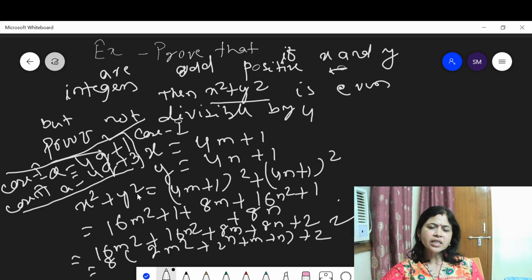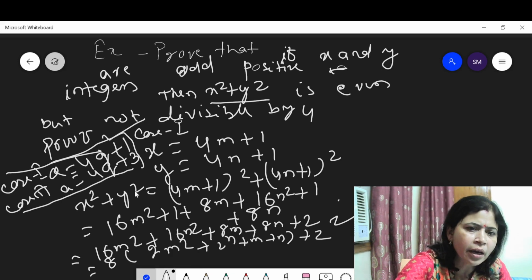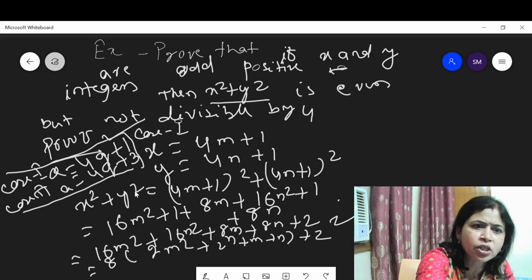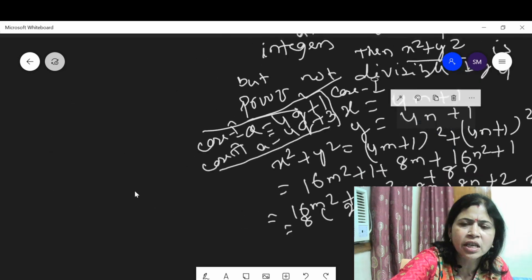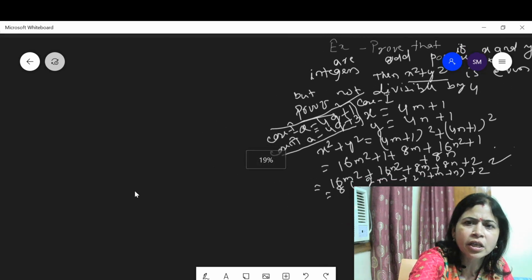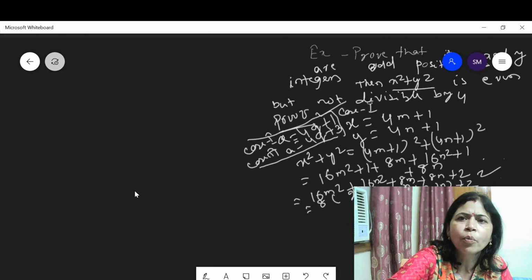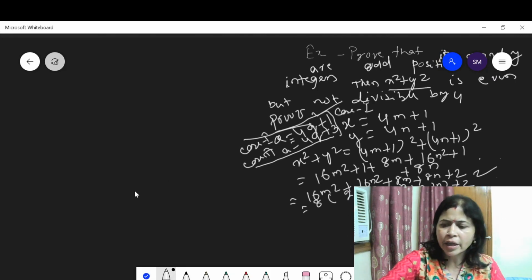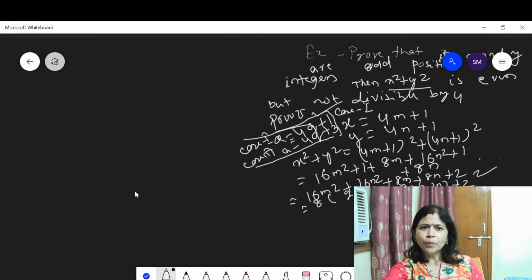Take the conditions of case 2. Here keep it here and take the conditions of case 2. The case 2 condition says that positive odd integers can be written in the form of 4q plus 3. Here we have proved the case 1 already: x square plus y square is divisible by 2 but not by 4.